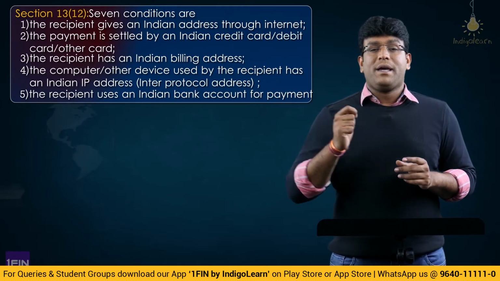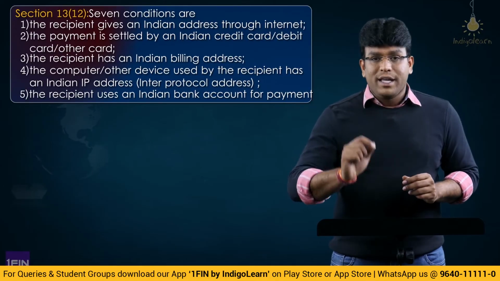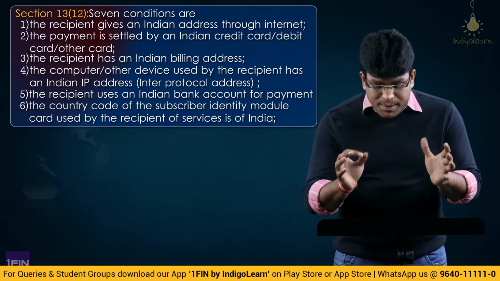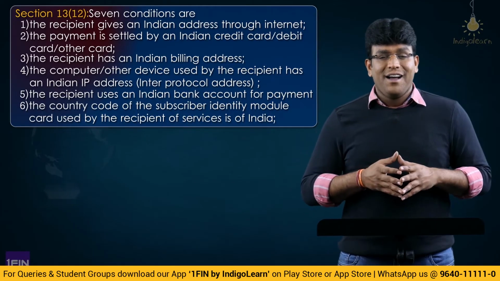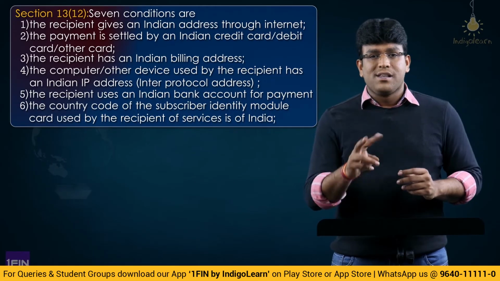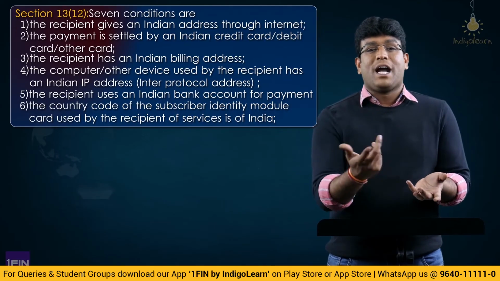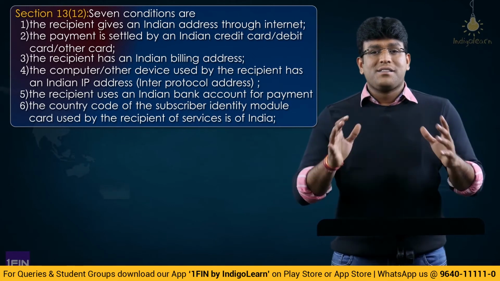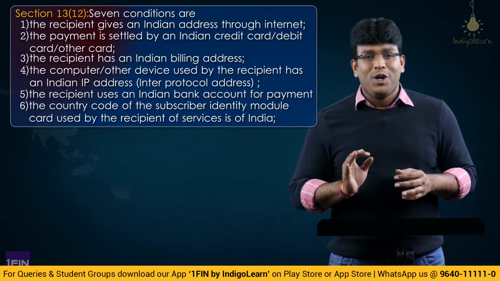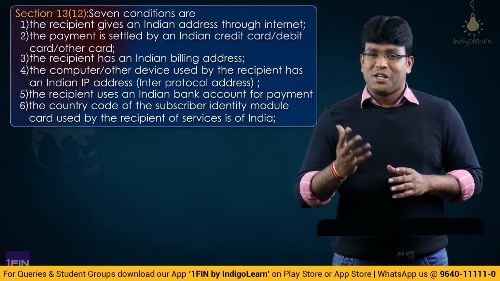So for the purpose of making payment, he has used an Indian bank account. Next condition, the country code of the SIM card used by the recipient of services is in India, and generally India's country code is +91. So if 91 is appearing, that means that SIM card belongs to India. And let me tell you guys, SIM full form is Subscriber Identity Module. So if the country code of the SIM card is of India, then finish, condition is satisfied.